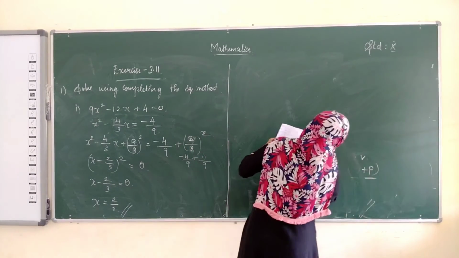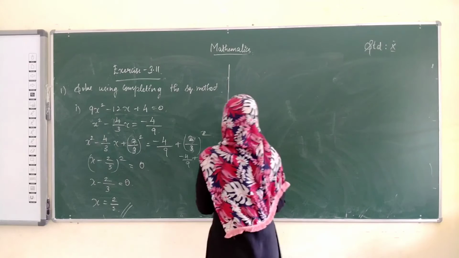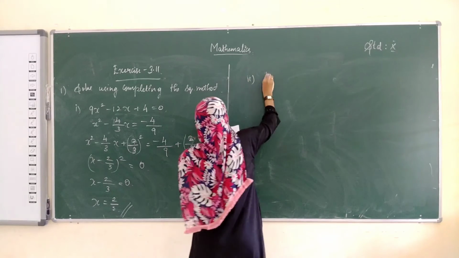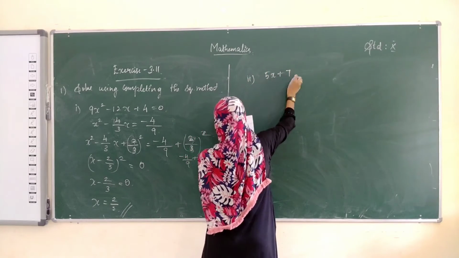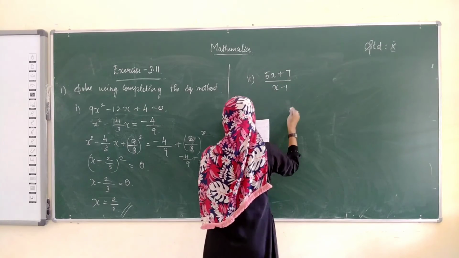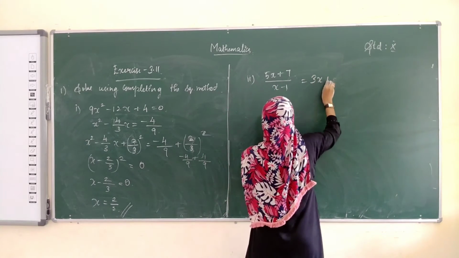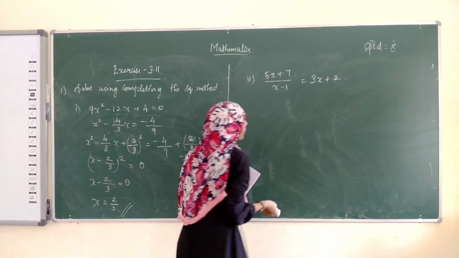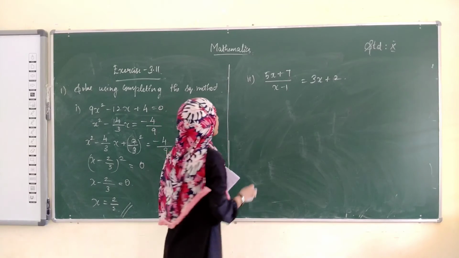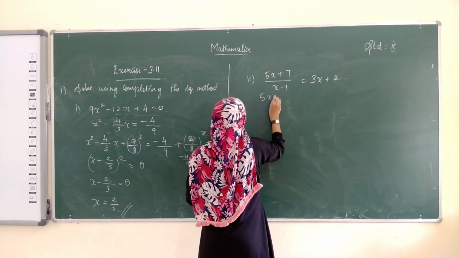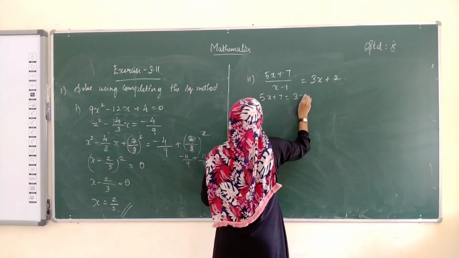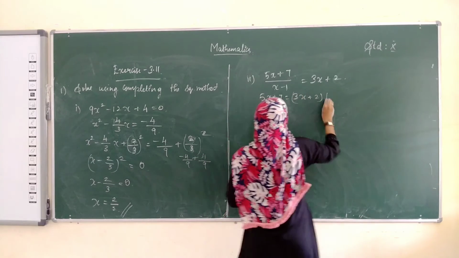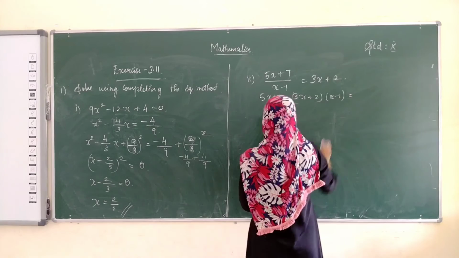Now, the second question. What is the second question? (5x + 7)/(x - 1) = 3x + 2. Okay, we have to make this into the general form of the quadratic equation. 5x + 7 equals (3x + 2) into (x - 1). Multiply this.